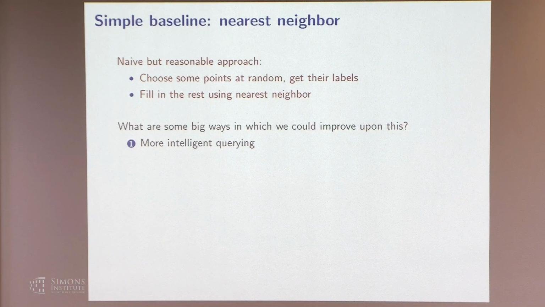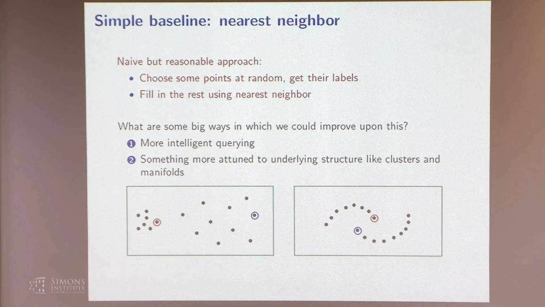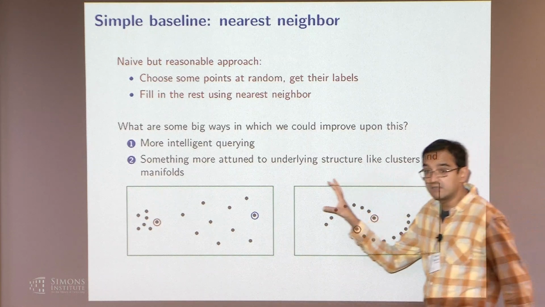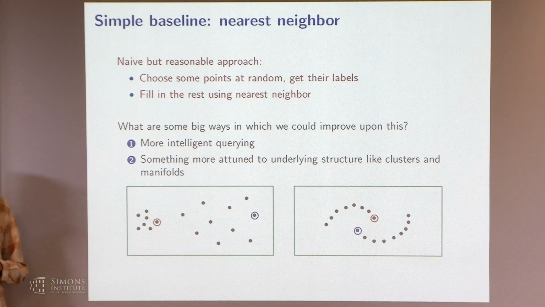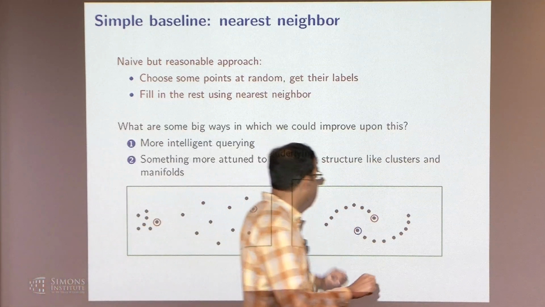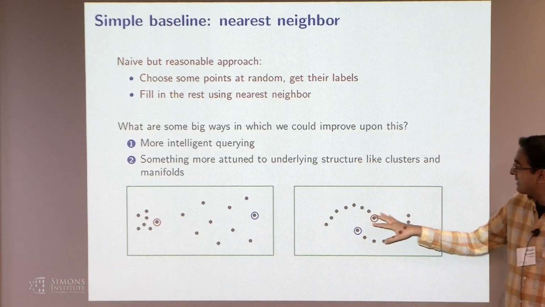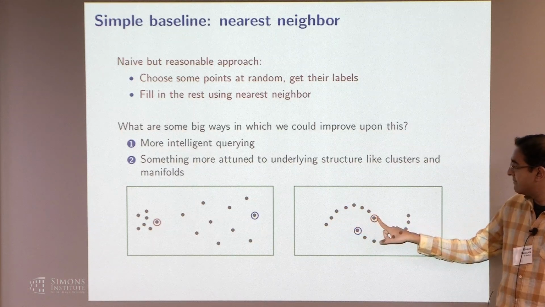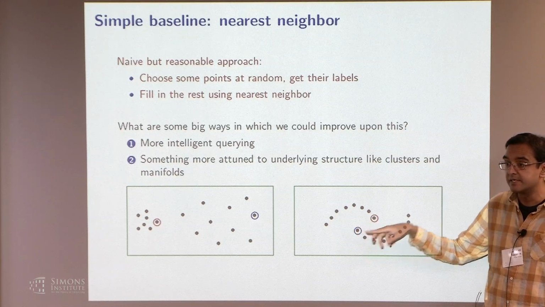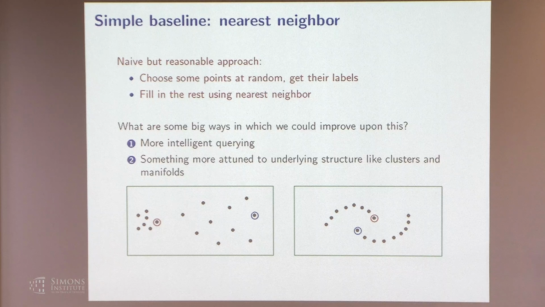Okay, and so ideally, what one would like is something that is more adaptive to underlying structure in data. For example, cluster structure or manifold structure. So for example, if the data looks like this, and these are the two labels you've got, and you want to figure out the label for this, maybe you should look at the manifold structure rather than looking at the nearest neighbor.